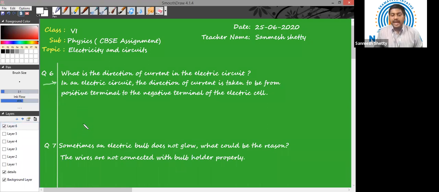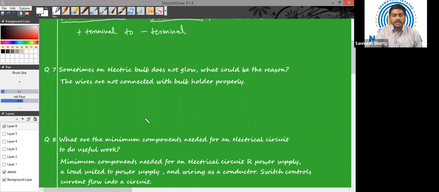Now, always the direction of current is taken as from the positive terminal of the cell to the negative terminal. So we always take the direction of current from the positive terminal round the way to the negative terminal. In an electric circuit, the direction of the current is taken to be from the positive terminal to the negative terminal of the electric cell. That's why we say that the current flows from positive to negative terminal. I hope the point is clear. Let us proceed further to our next question.